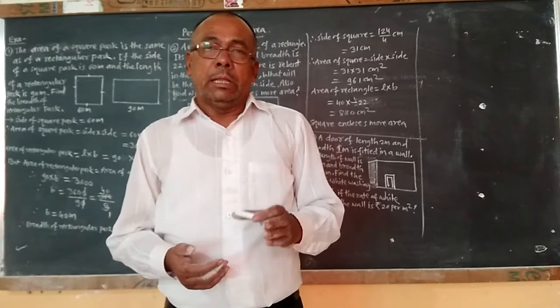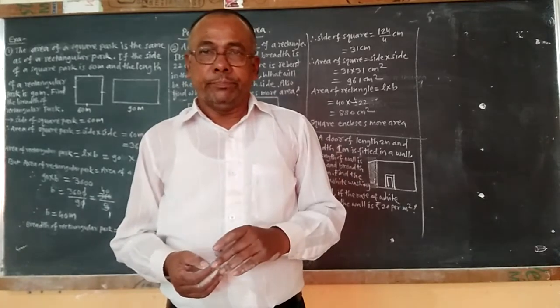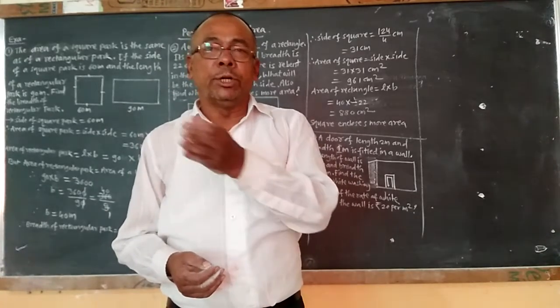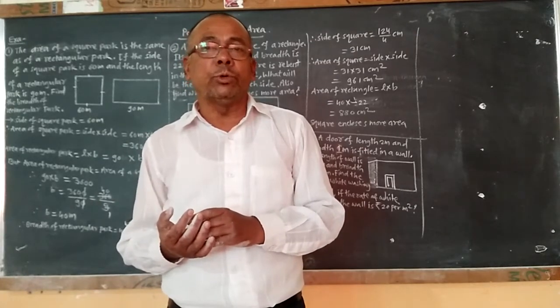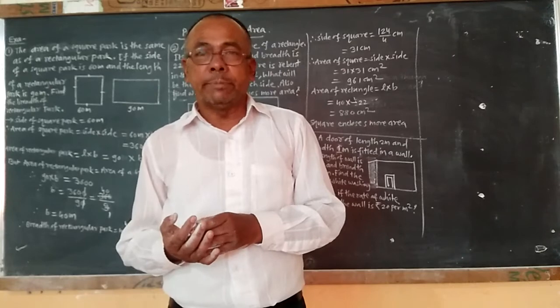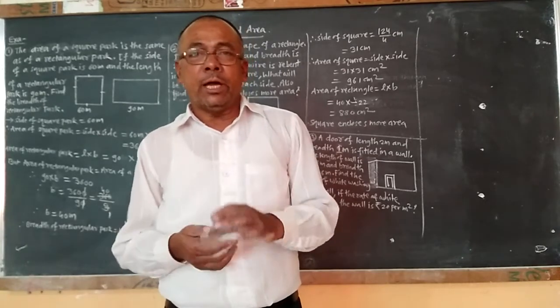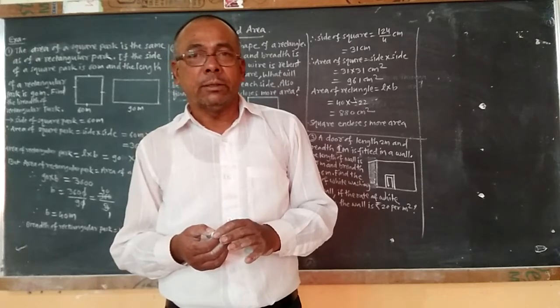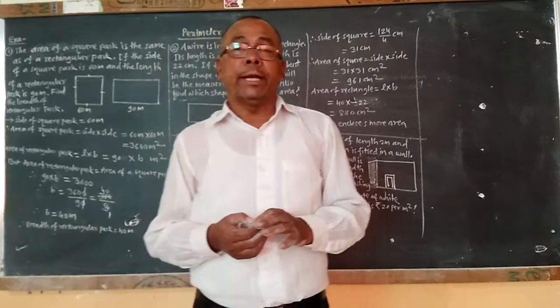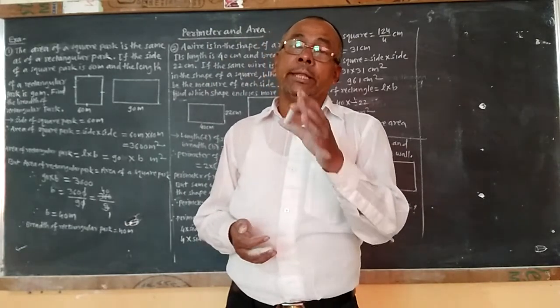Perimeter of a square is 4 into side. Perimeter of a rectangle is equal to 2 into (length plus breadth). Then area of a square is side into side, or side squared, and area of a rectangle is equal to length into breadth.